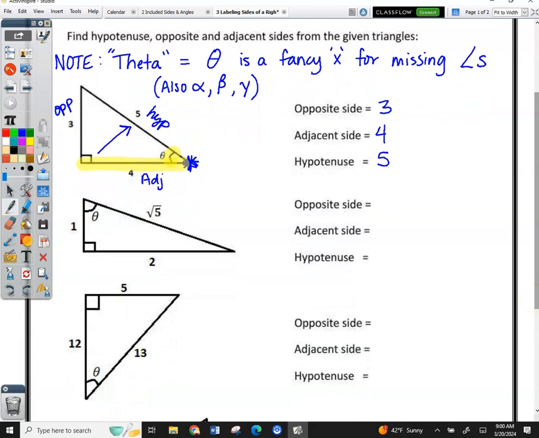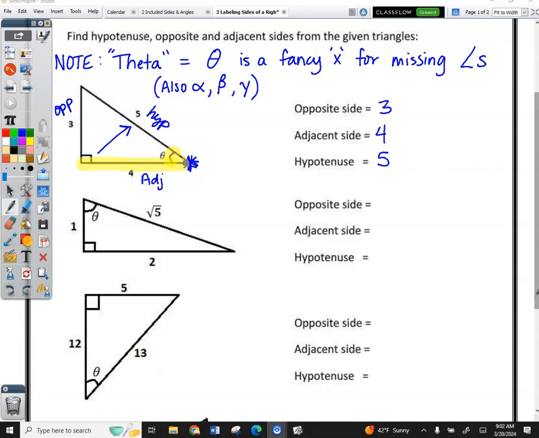I would love for you to do the 3 remaining problems. You are not solving for anything. You are just labeling the sides. When I said you want a whole quiz on this.